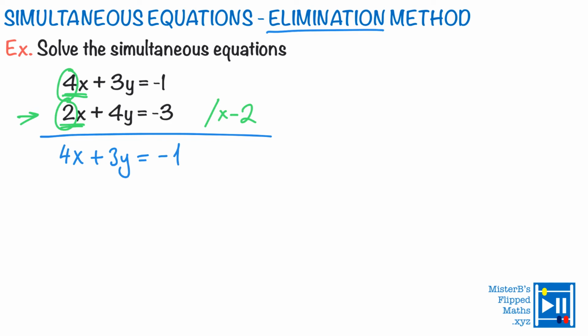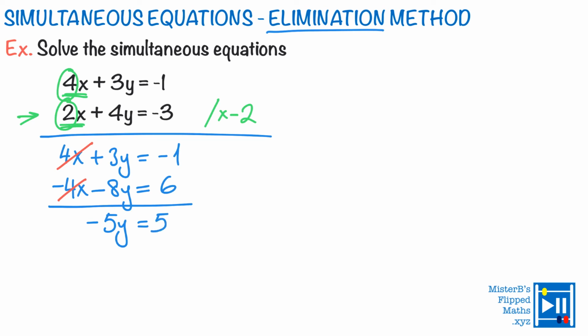And then minus 2 times 2 is minus 4, so it's minus 4x. Minus 2 times 4 is minus 8y. And minus 2 times minus 3 is 6. Now you can see that 4x and minus 4x cancel each other out when I start adding the equations side by side. Then I have 3y plus minus 8y, so it's going to be minus 5y, and here it is minus 1 plus 6, so I end up with 5.